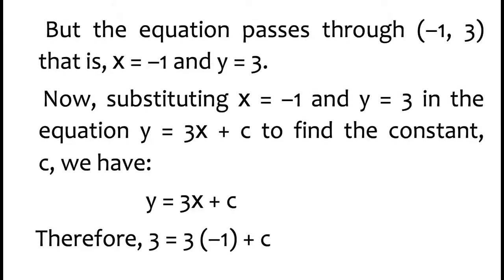You substitute x is -1 and y equals 3 in the equation y equals 3x plus c. And if you make the substitution correctly, your c will become the unknown. Now we have y equals 3x plus c. Substituting, our y is 3, which is 3 equals, and our x is -1. You replace 3x with 3 times -1 because our x is in this case -1.